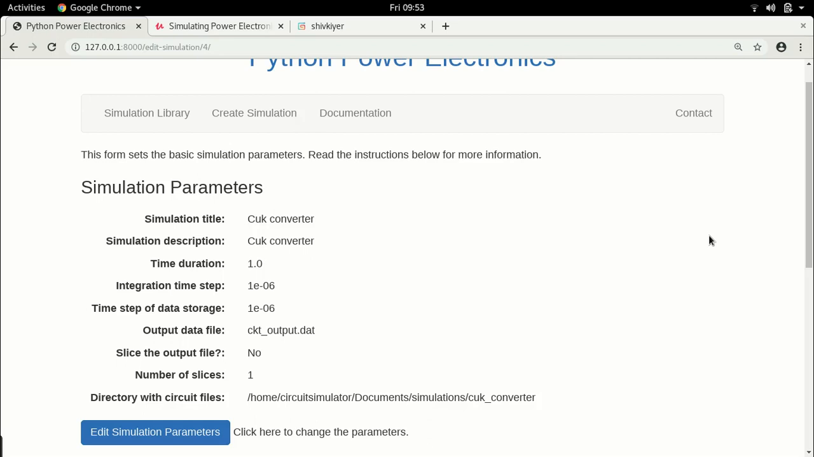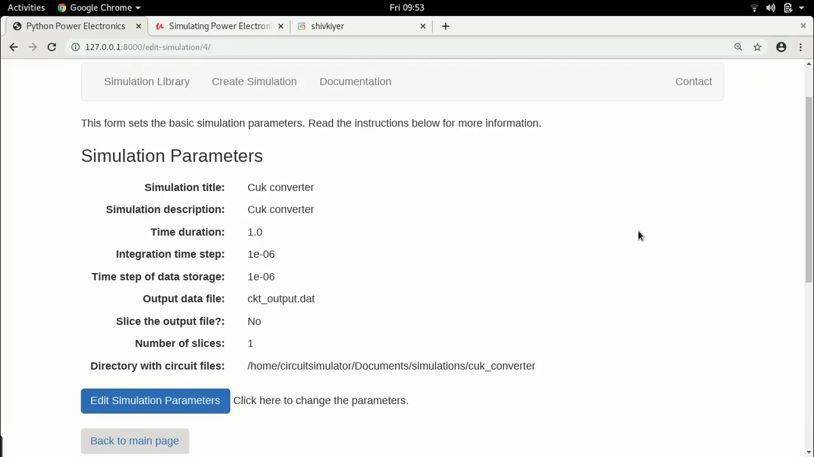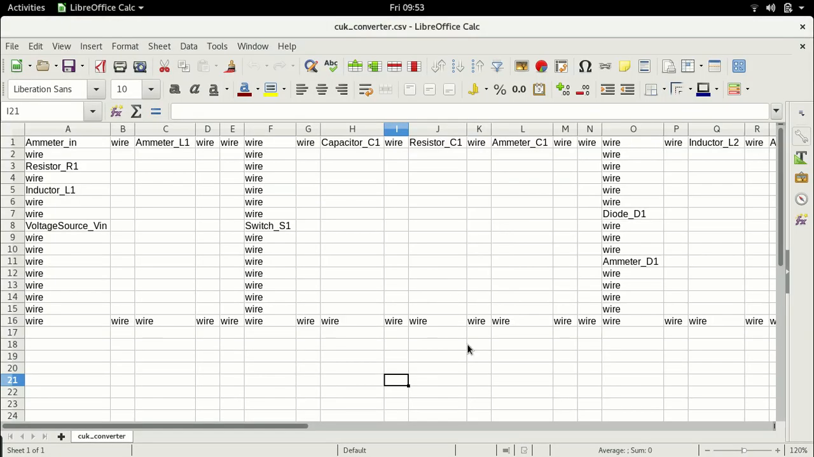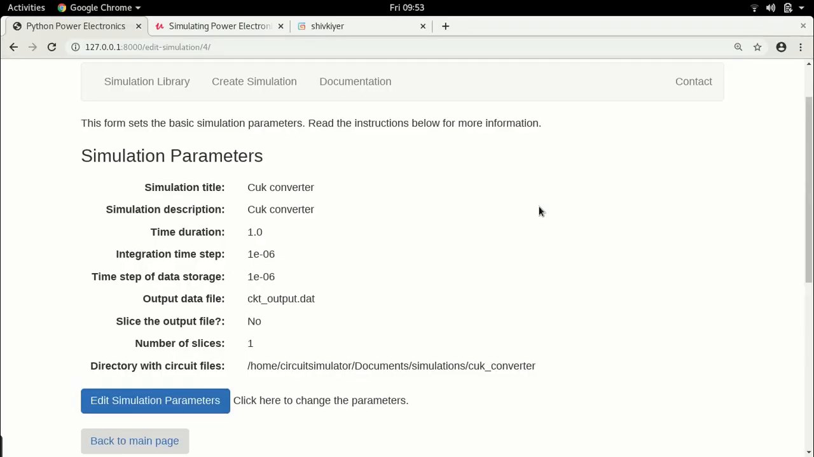So hello everyone and welcome to this next lecture. In this lecture I'm going to continue with the Cuk converter that I started last time. Last time I had actually just set up the simulation and drawn the circuit. Alright, so I will continue with this lecture.